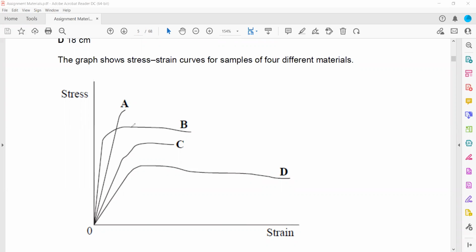Which is a stiff material? Stiff material means the material which needs a greater amount of stress to produce a very small change in strain, or we check the initial slope. So which is a stiff material here?